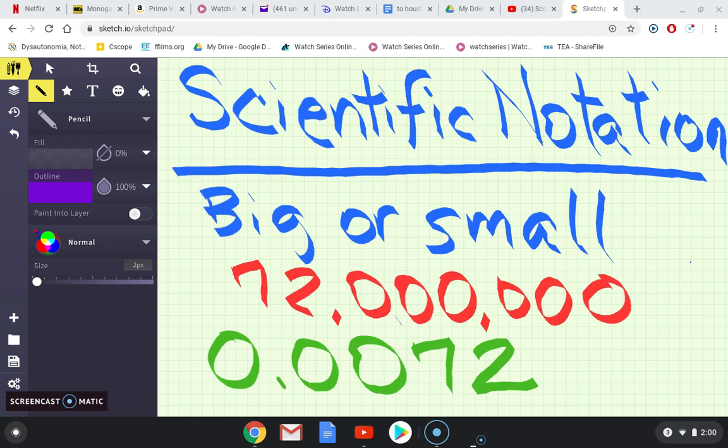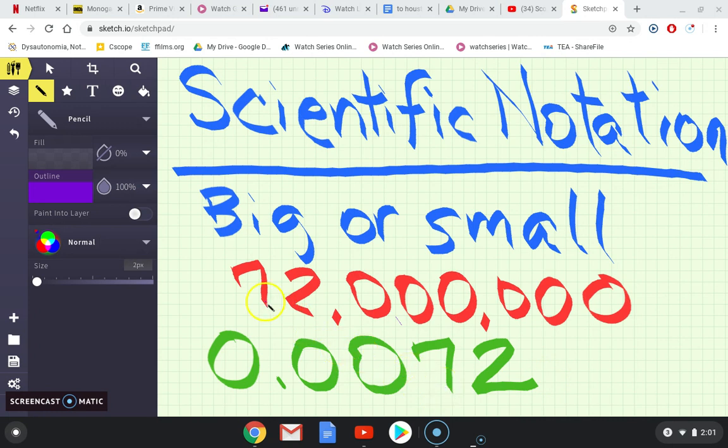The first thing that we need to know is whether we have a big or small number. So we have two numbers on the screen. This one's in red and this one's in green. And you just ask yourself, would you want that much money? So this one is 72 million. Would you want $72 million? And this is 7/10 of a penny. Would you want to carry around something less than a penny?